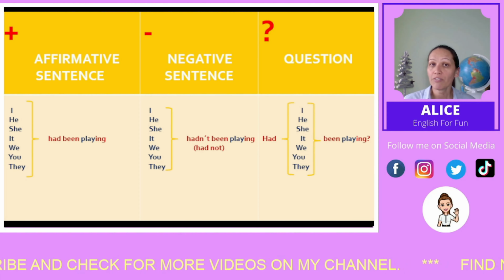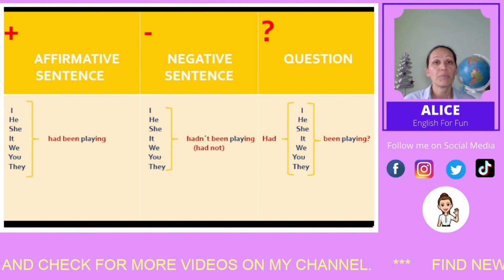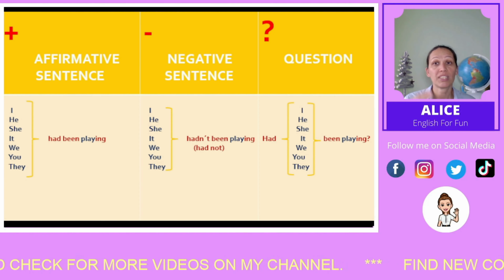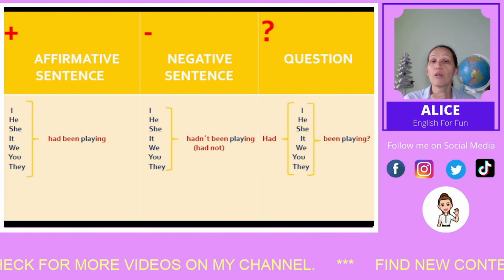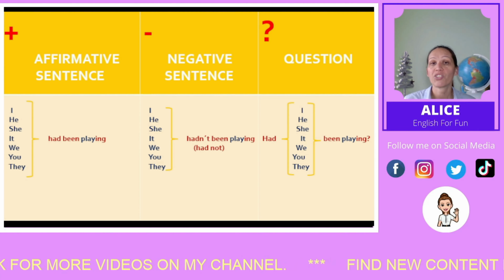As we have just seen from the previous sentences, to make an affirmative sentence, we need to put the subject first, then had, been, and verb with ing ending.